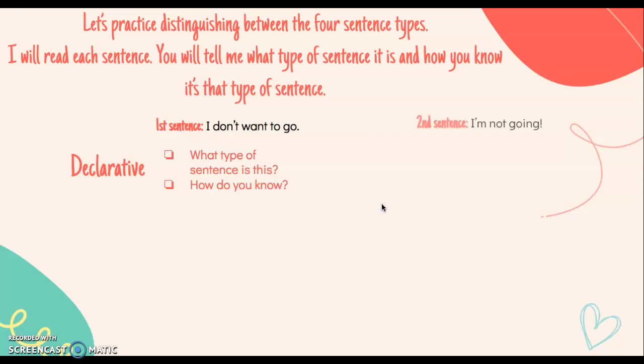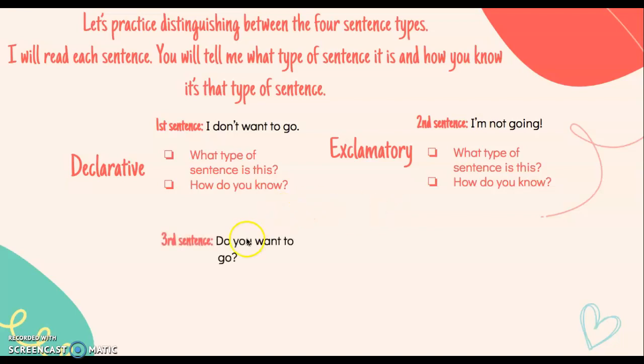That's how we know. Our second sentence is, I'm not going! And it ends with an exclamation mark. So what kind of sentence would that be? An exclamatory because it ends in an exclamation mark. It has force. It's like somebody being like, I'm not going! Our third sentence is, do you want to go? So if you look, it ends in a question mark. So that tells us it is an interrogative sentence.